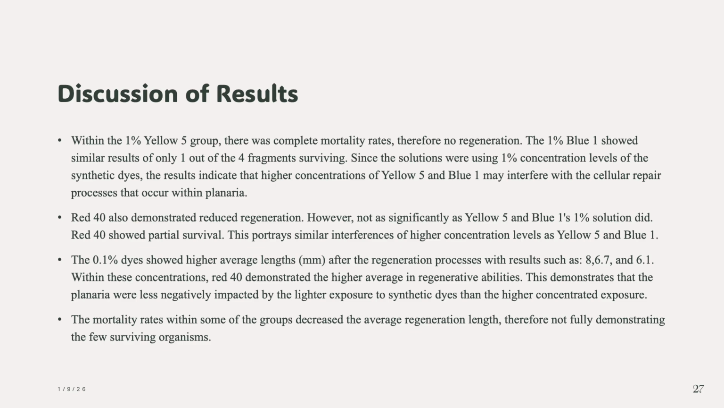My results showed that yellow 5 and blue 1 1% dyes showed similar results of a high mortality rate, indicating that higher concentrations of the dyes may interfere with cellular repair processes. Red 40 1% also demonstrated this, however not as significantly. The 0.1% dyes showed higher average lengths after regeneration processes, demonstrating that the planaria were not as impacted by the lighter exposure to synthetic dyes than the 1% concentrations were.